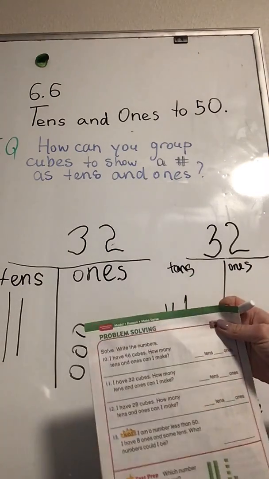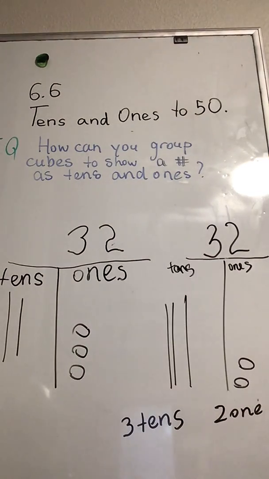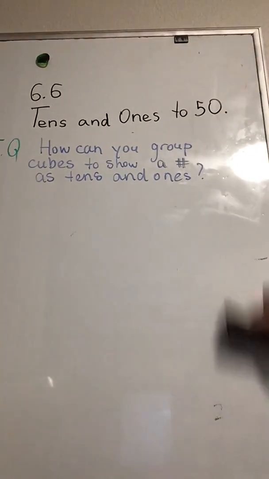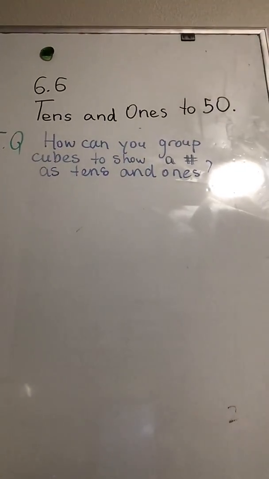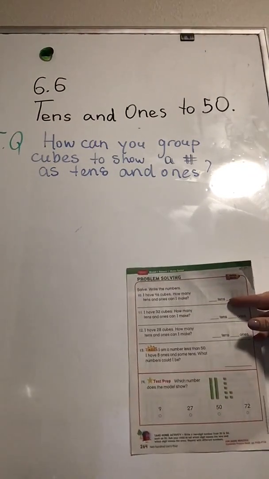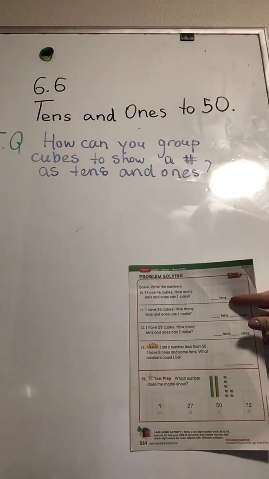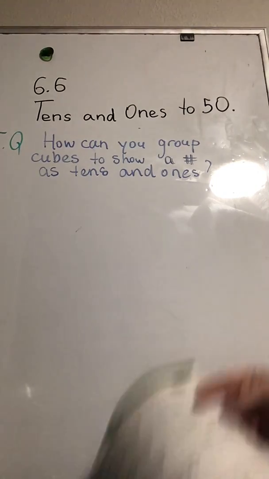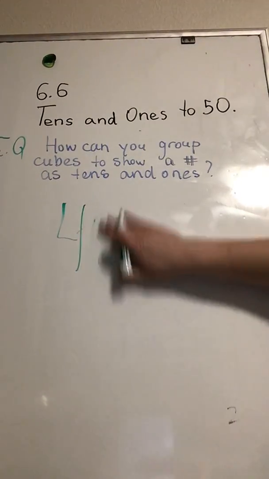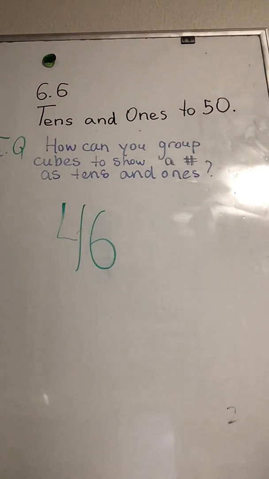Okay, let's see the back page. The very last page. Okay, again, I'm going to erase my board. Give me a quick second. Oh, I hope my board will not. Okay, so number 10, we have a word problem. I have 46 cubes. How many tens and how many ones can I make? So I'm going to write this number 46 on the whiteboard. Oops, 46.